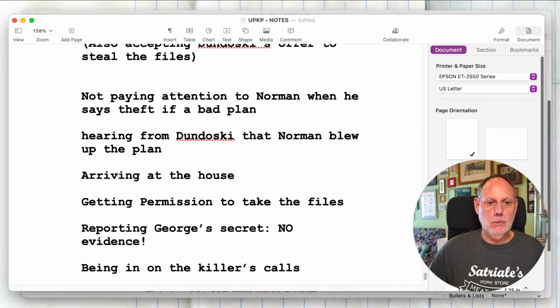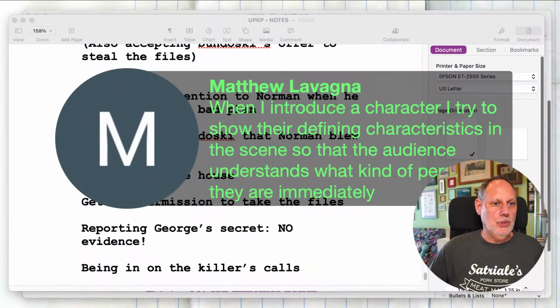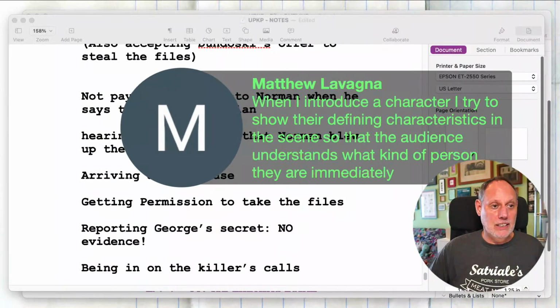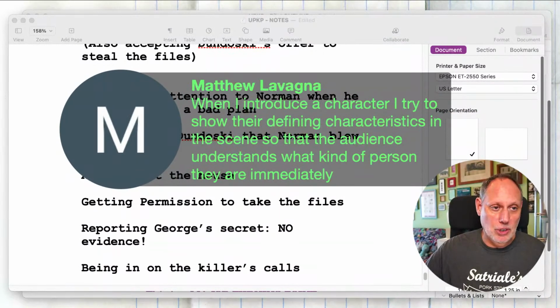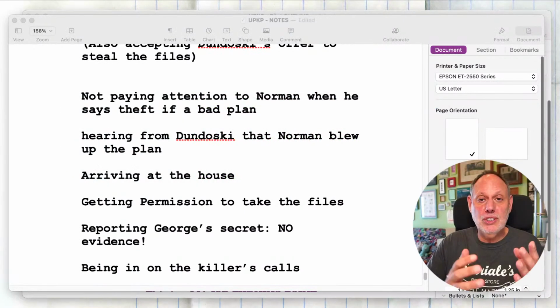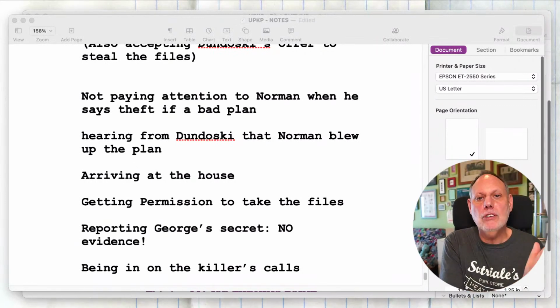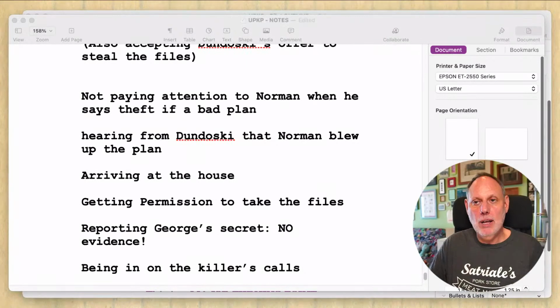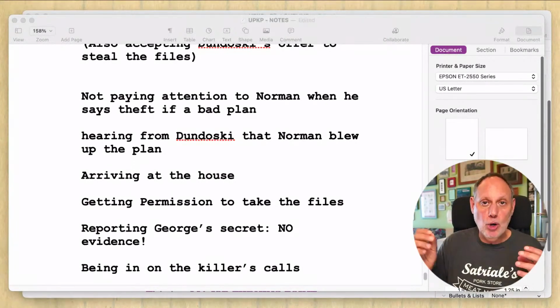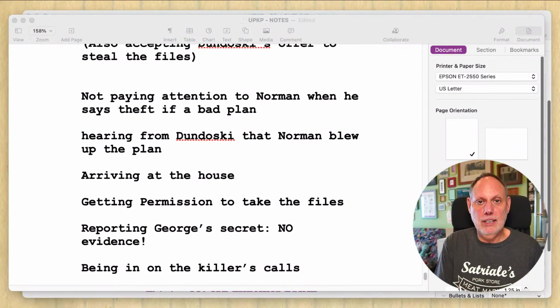Okay. Matthew says, when I introduce a character, I try to show their defining characteristics in the scene so the audience understands what kind of person they are immediately. That is not only a good idea, that's exactly what I was trying to do. Yes. The whole idea of introducing a character is exactly that, to try to establish a first version of them. Characters develop. They develop in that they are going to go through changes in a story, but also they develop in that, the way Stanislavski put it, we peel the onion. We take layers off to get to the heart of it. I just should point out, there isn't really much difference between the center of an onion and the outer layers of an onion. But the concept of peeling away layers is very important to a character.